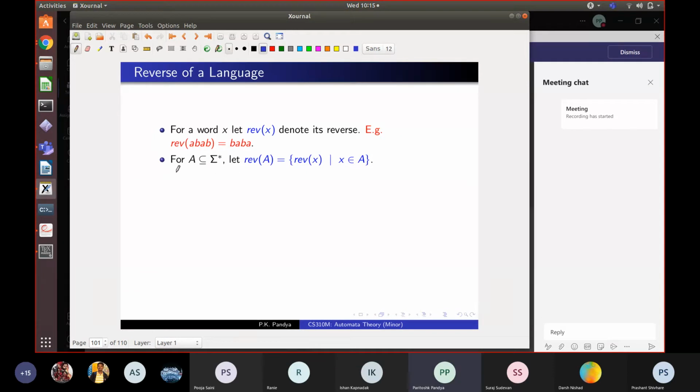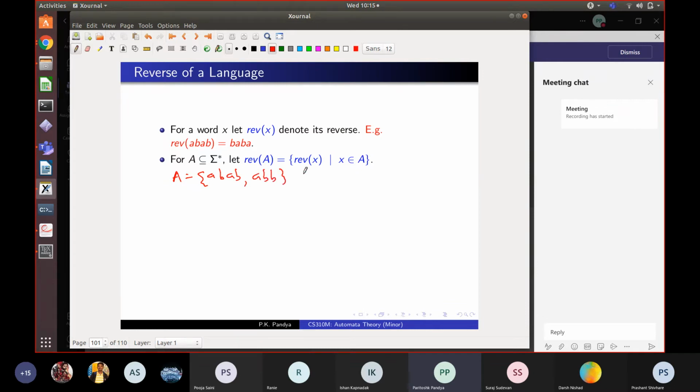So suppose my A was the language. Let me write it in red. My A was the language. I have ABAB and I have got ABB.